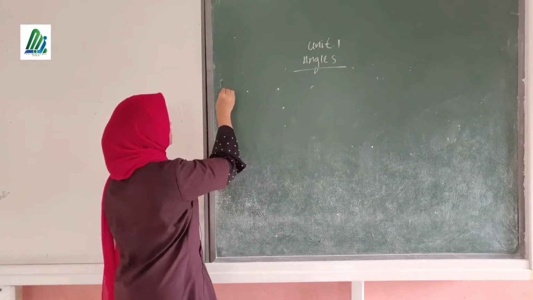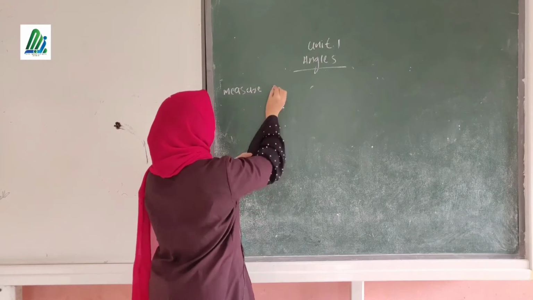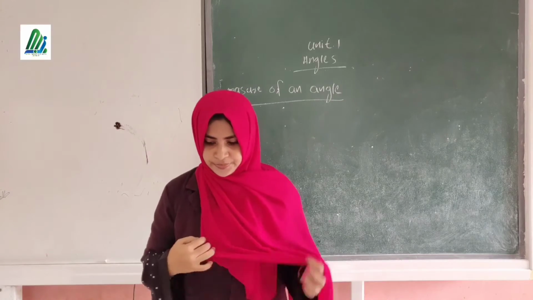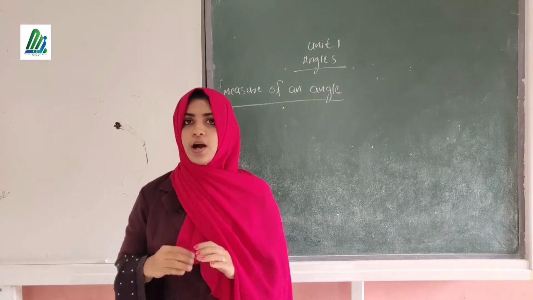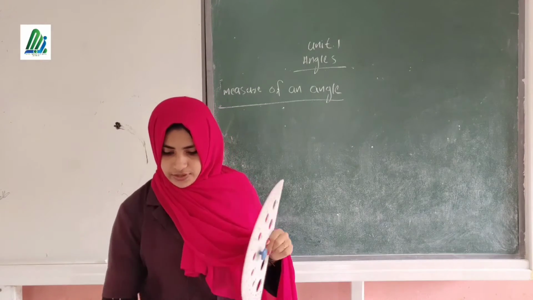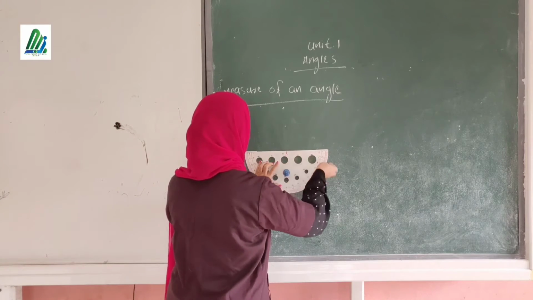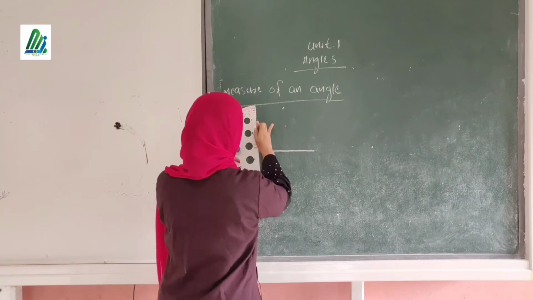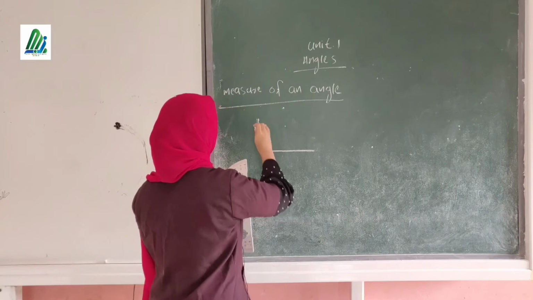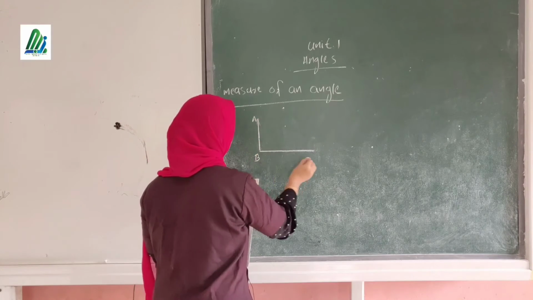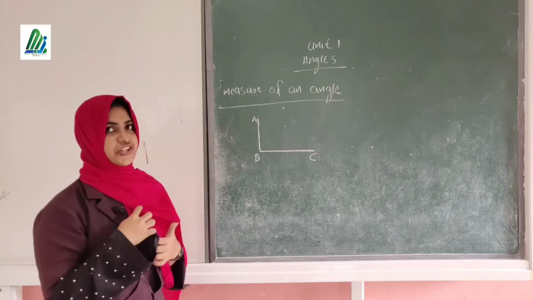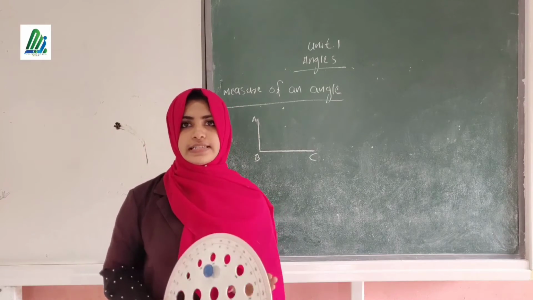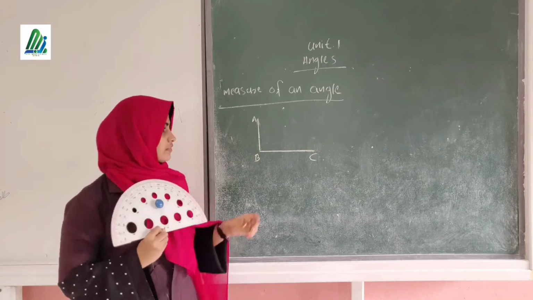So write that subheading: Measure of an angle. First in this chapter, we learn how to measure an angle using a protractor. There are three steps for measuring an angle using a protractor. The first step is, place the midpoint of this protractor on the vertex of an angle.